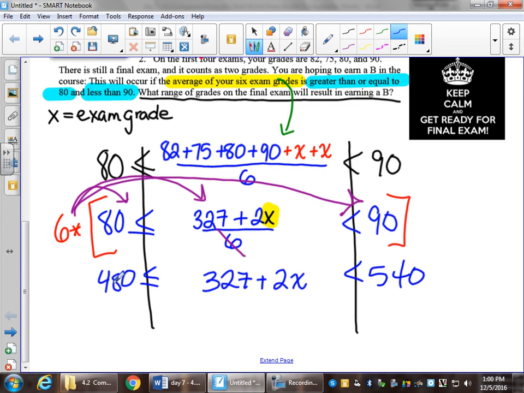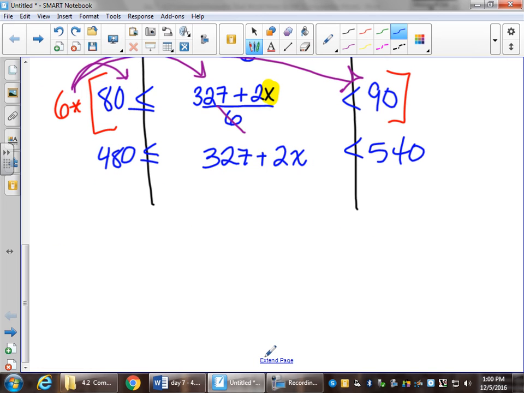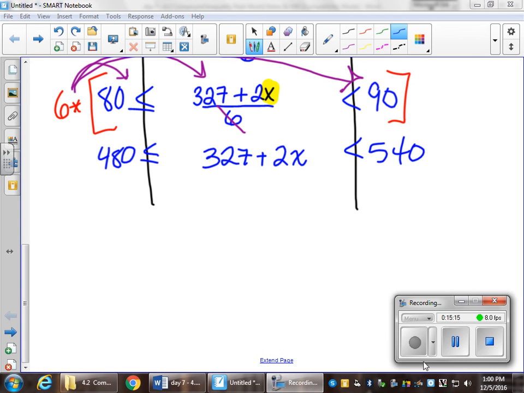Notice no more fractions. So multiplying through by 6 allowed this 6 to cancel, and then we can't just multiply the middle by 6. We have to multiply each end. Go ahead and pause here and please finish solving for x, and then we will compare answers.